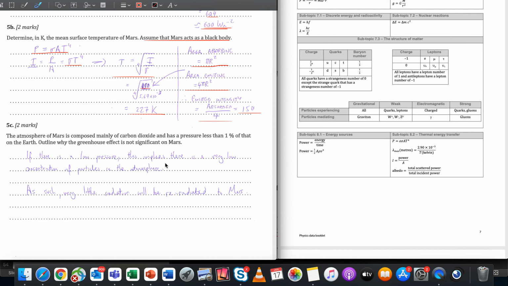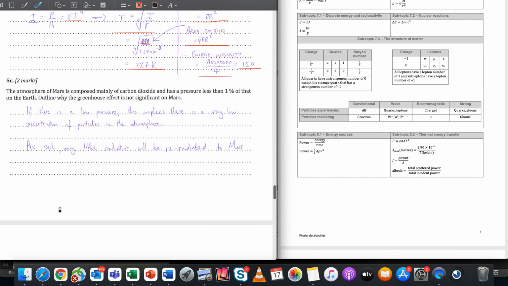No worries if you didn't get that. It's a really tricky little point, which I think we can just chalk up to experience. Last one, hopefully slightly more straightforward. We've got the atmosphere being made of carbon dioxide and having a pressure less than 1%, and we're asking, why is there basically no greenhouse effect on Mars?